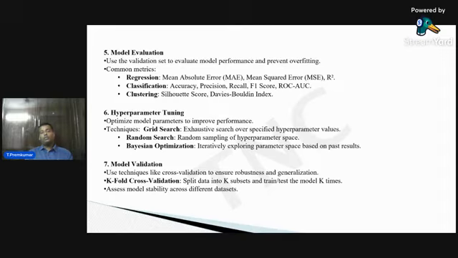Okay. The next one we have is model validation. In model validation, we use techniques like cross-validation to ensure robustness and generalization. K-fold cross-validation splits the data into k subsets, and trains and tests the model k times. And after testing various times, it assesses model stability across different datasets.